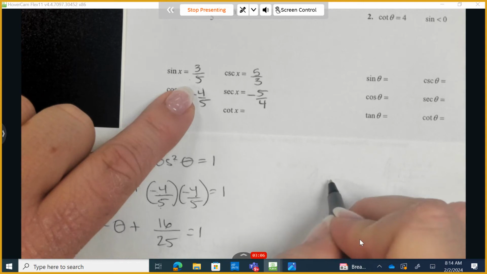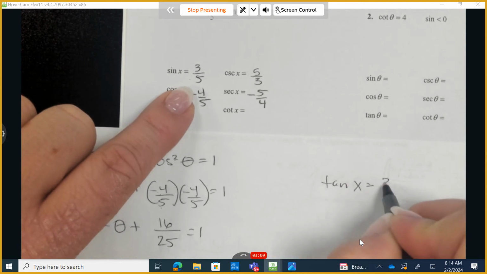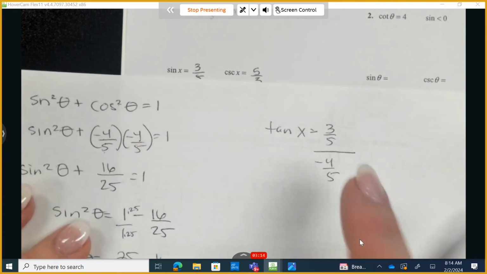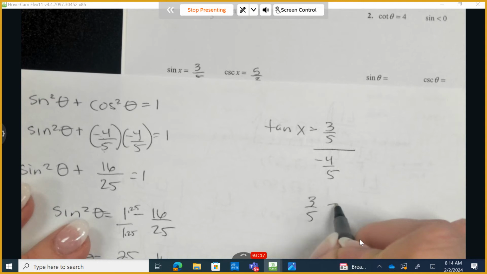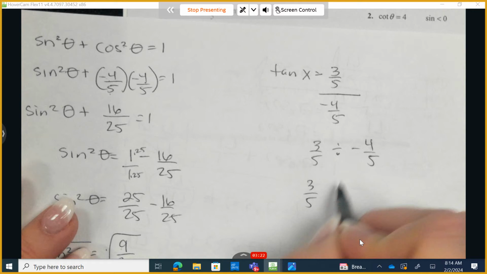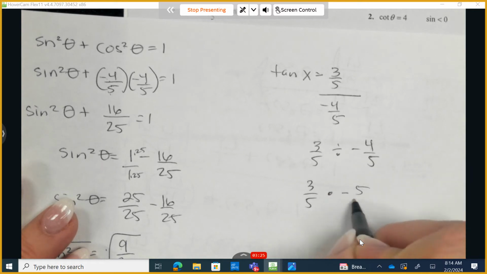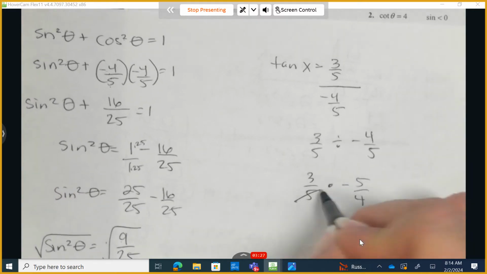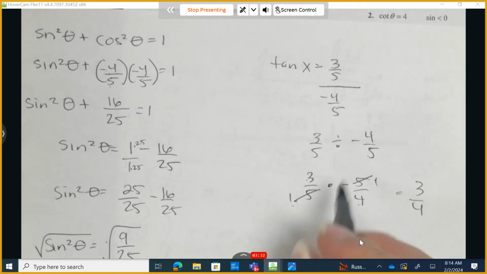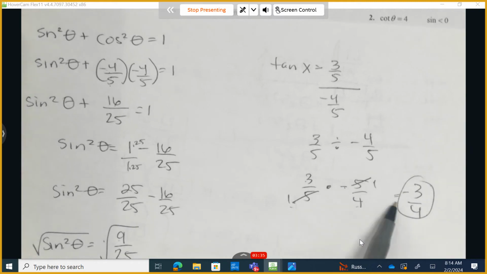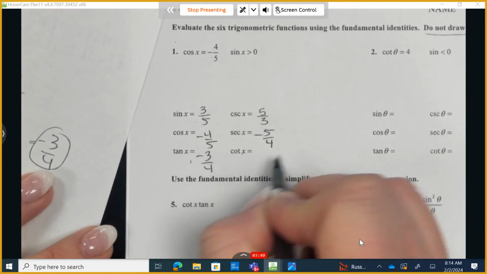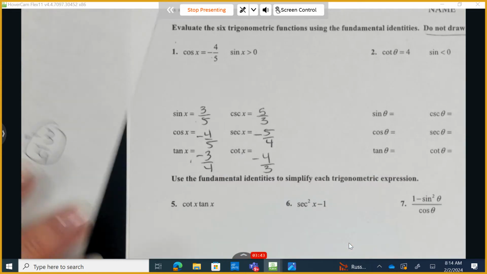So my tangent of x is equal to sine divided by cosine. And I'm going to write these horizontally. So I'm going to write 3/5 divided by -4/5. When we divide fractions, we're going to change division into multiplying, and we're going to flip the second fraction, taking their reciprocal. These are going to simplify to 1. I have 3 times 1 is 3, 1 times 4 is 4, and don't forget about the negative sign. So the tangent of this x is -3/4. That means the cotangent is -4/3.